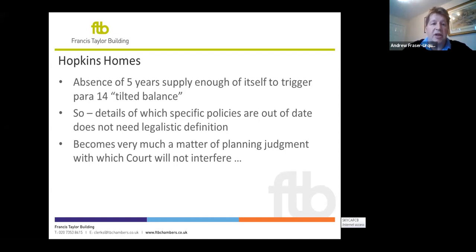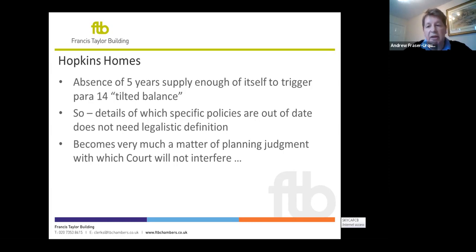So the key thing still to take away from Hopkins Homes really is the issue that it's the absence of a 5-year supply alone which is enough to trigger the tilted balance, as provided for by footnote 7, and it's really important just to focus on that fact.